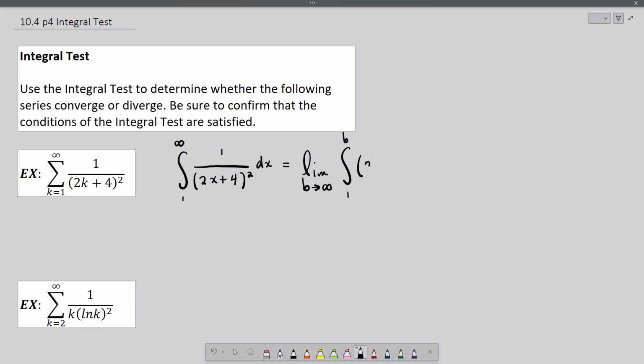And the easiest way to integrate this power of x that's in the denominator is to push it up to the numerator and change the sign of the exponent. So now we've got a setup where we can use that power rule. Power rule and all those things that you've mastered. So to integrate this, we add 1 to the exponent.